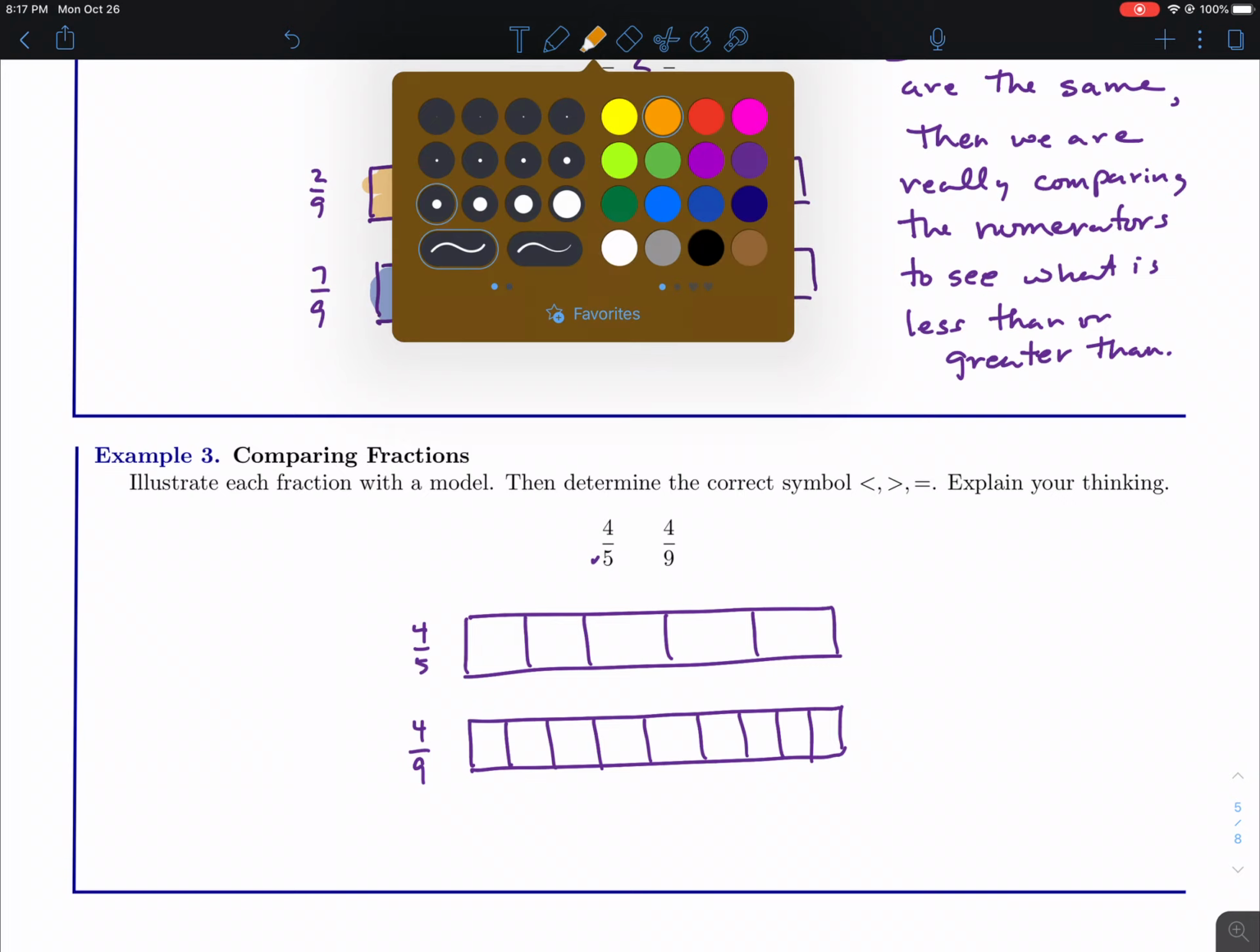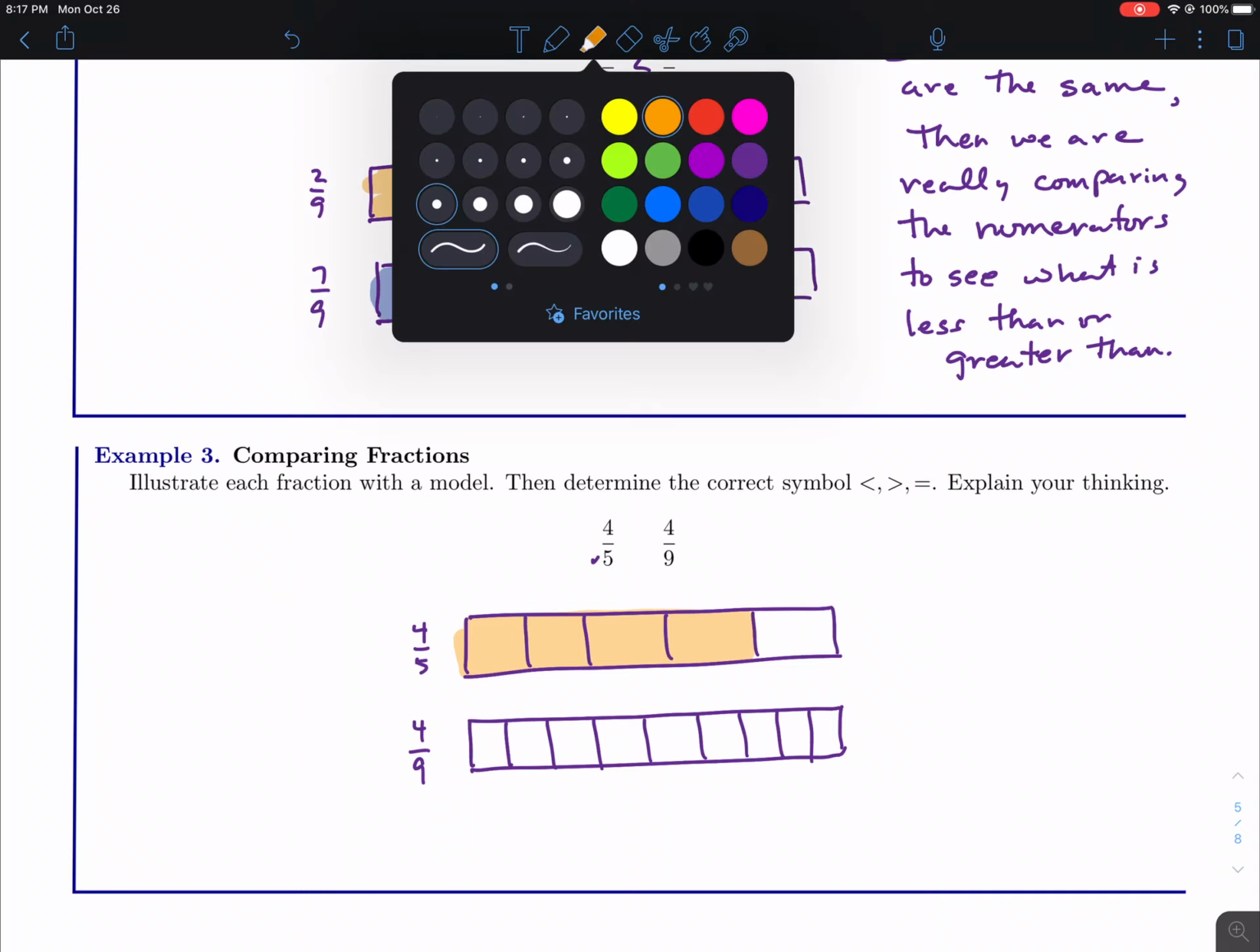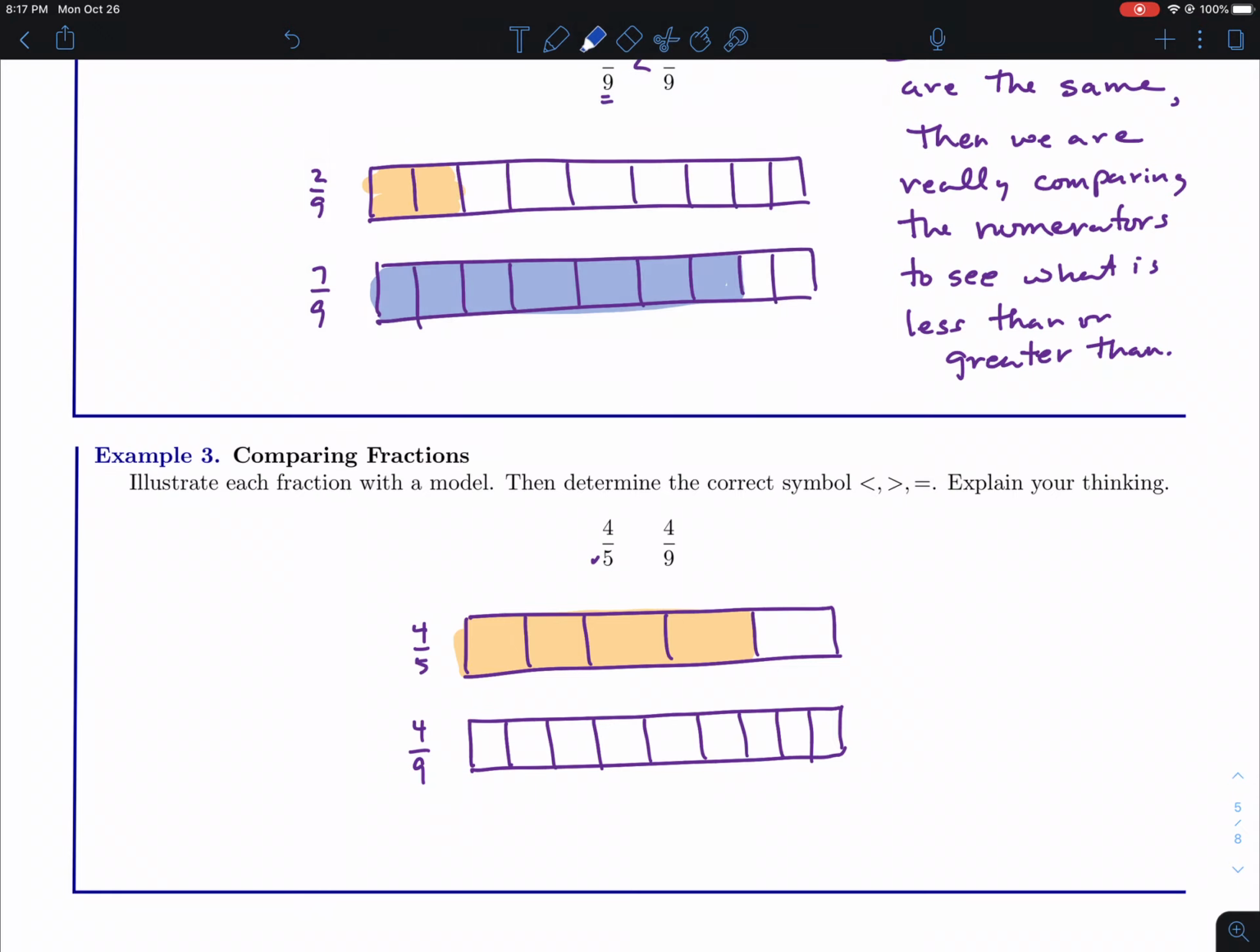So just like before, I'm going to let the top one be orange. So let me shade orange. So that's going to be 4/5. And let me use blue again for 4/9. And so again, even though my scale isn't exactly right, it's pretty clear that 4/9 lives inside of 4/5. So 4/9 is going to be a lot smaller than 4/5. So in this case, 4/5 is greater than 4/9.